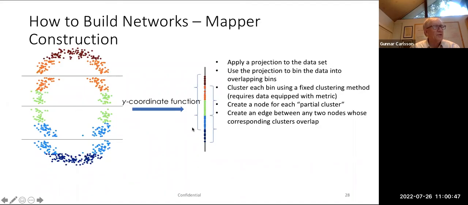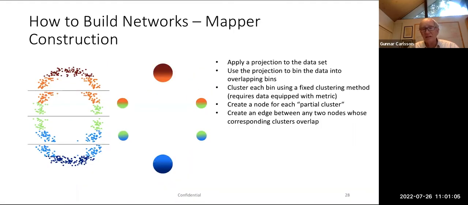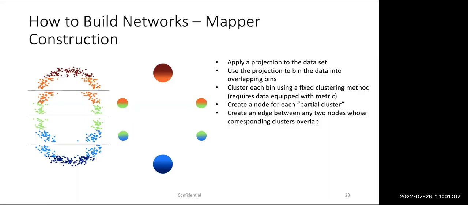So you have this one, which is the inverse image of this interval. This one, which is the inverse image of this interval. This one, which is the inverse image of this interval. And this one, which is the inverse image of this one. So I have divided up the data set into 4 bins. And now I perform clustering within each of those bins. Okay, I get it. Great, okay.